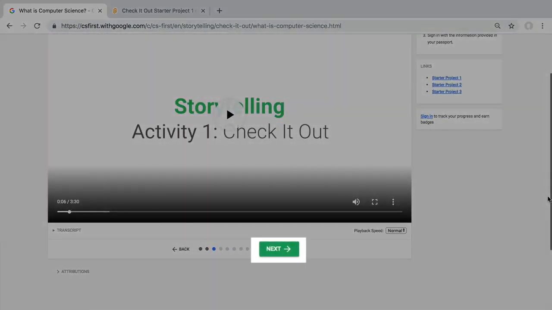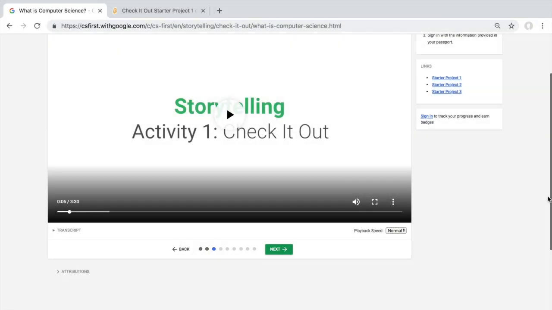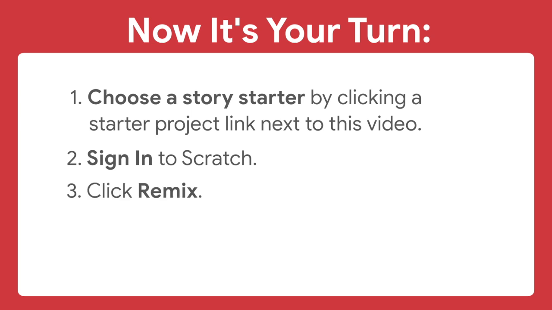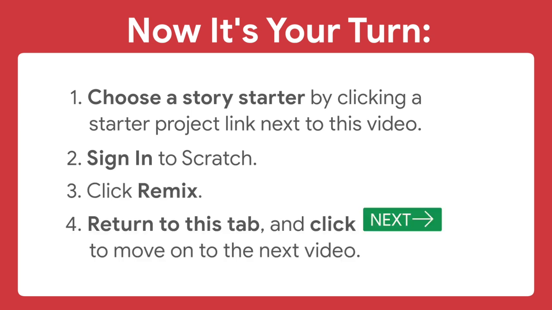Click the green Next arrow to move on to the next video, which will teach you how to start your story. Now it's your turn. Choose a story starter and click the starter project link of your choice. Sign into Scratch with the username and password you wrote in your CS First Club passport. Click the Remix button in Scratch to make a copy of the starter project. Then return to this tab to watch the next video.